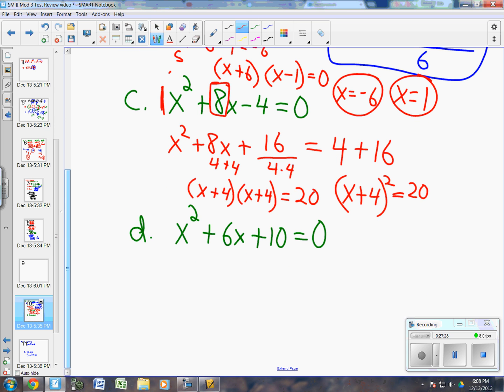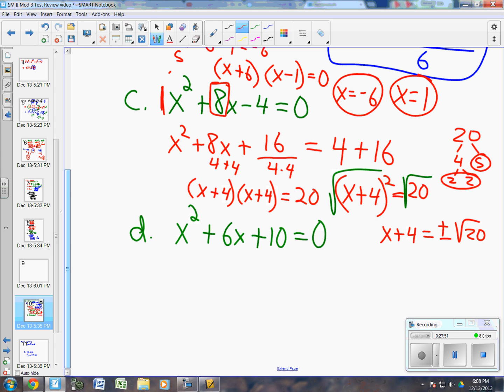If I take the square root of both sides of this, I get x plus 4 equals plus or minus the square root of 20. And I know that 20 breaks down into 4 and 5, and 4 breaks down into 2 and 2. I have a pair of 2s and a loner 5. So this is going to break down if I minus 4 from both sides, so I get x by itself. I get negative 4 plus or minus 2 root 5. And that right there is my solution.